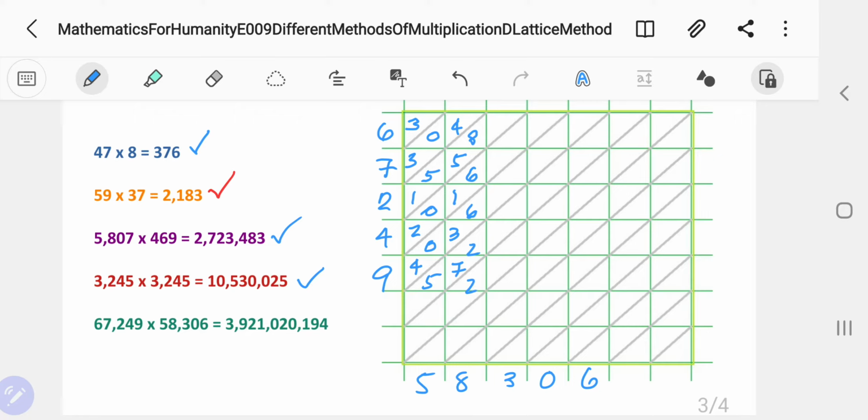Then we have 3 times 6 would be 18, and then 7 times 3 would be 21. Let's write it clearly. 21. 2 times 3 would be 6. 4 times 3 would be 12. 9 times 3 would be 27. And then I am multiplying 0, so I'll write 0, all 0 here. It's all zeros.